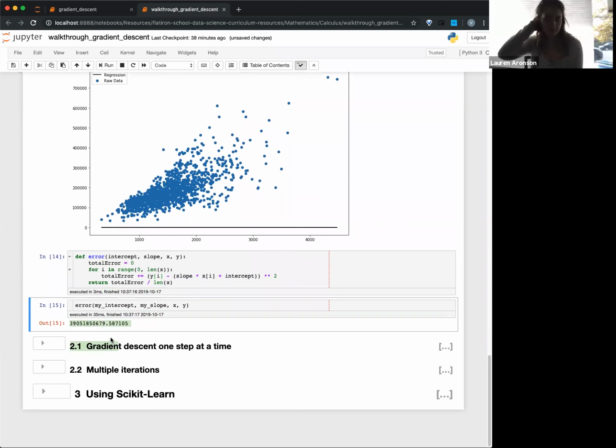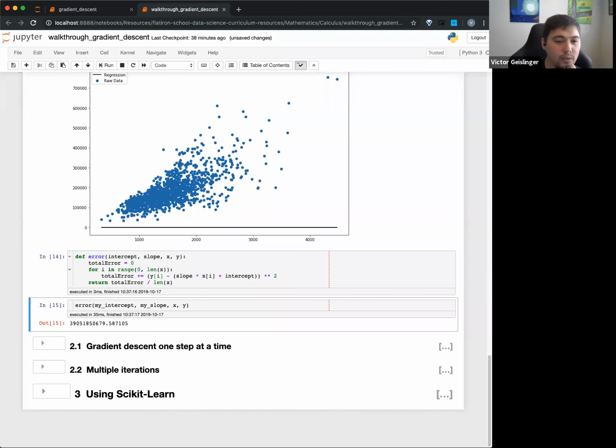Okay. So Victor, quick question. You're using error instead of the residual sum of squares for the cost function here. Is that different than what we just did?